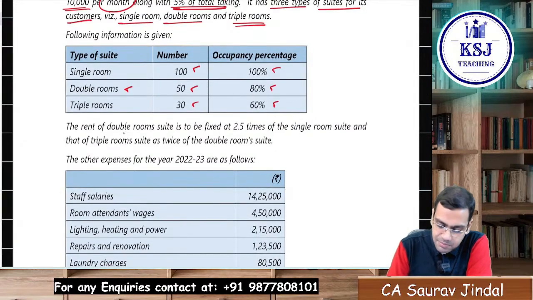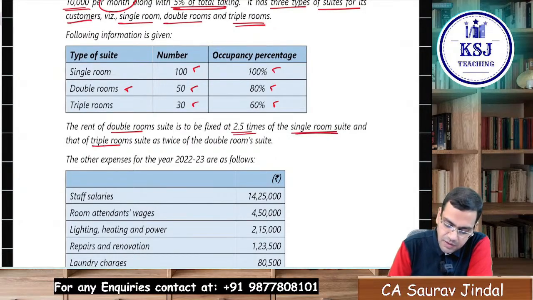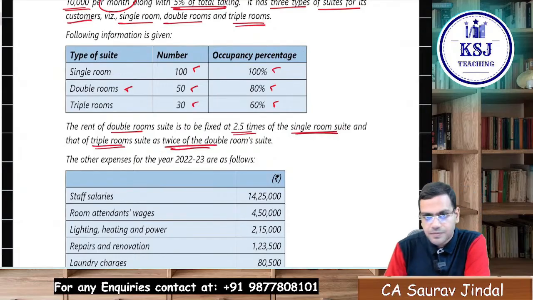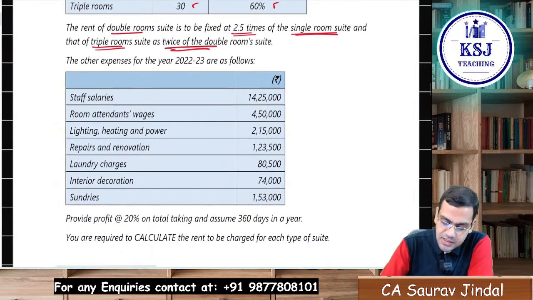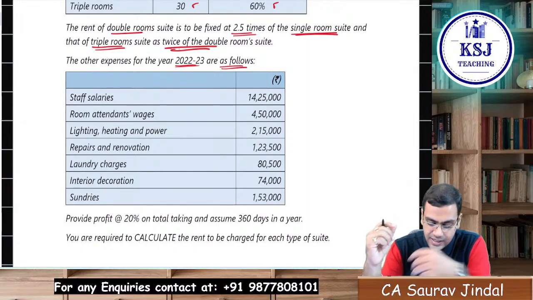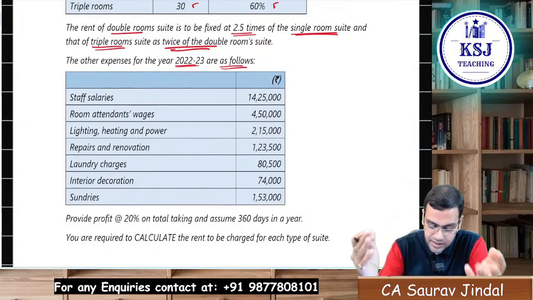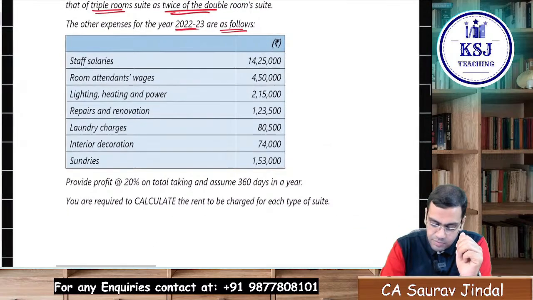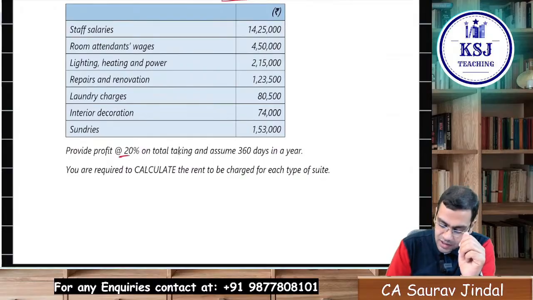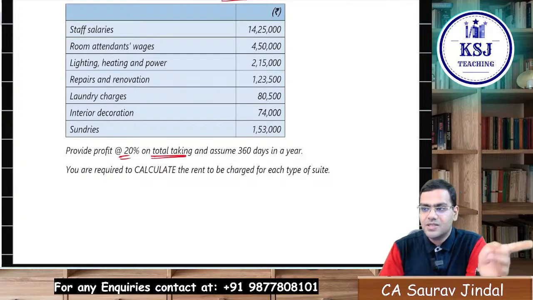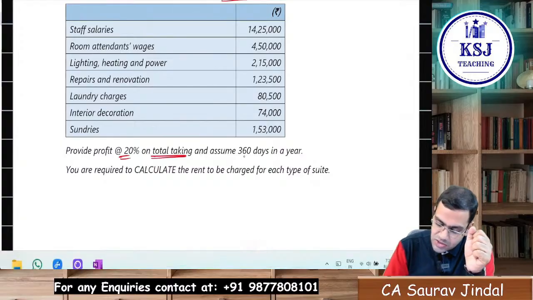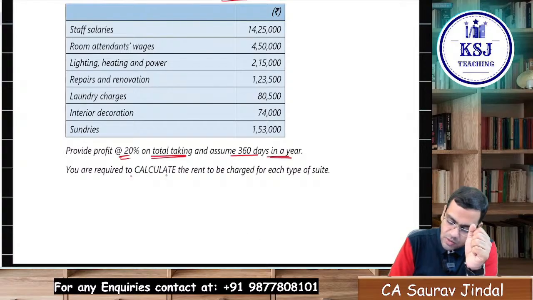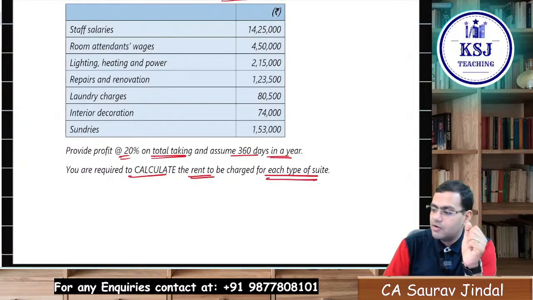The rent of the double room suite is to be fixed at 2.5 times the single room suite, and that of the triple room it is twice the double room. Fine, sir. The other expenses for the year 22-23 are as follows: staff salaries, room attendant wages, lighting, heating, power, repair, renovation, laundry charges, interior decoration and sundries. So these are the various expenses given to you. Profit at the rate of 20% on the total taking, again 20% on the sales, and assume 360 days in a year. You are required to calculate the rent to be charged for each type of suite.